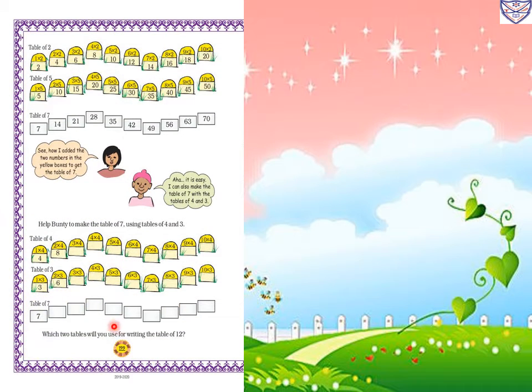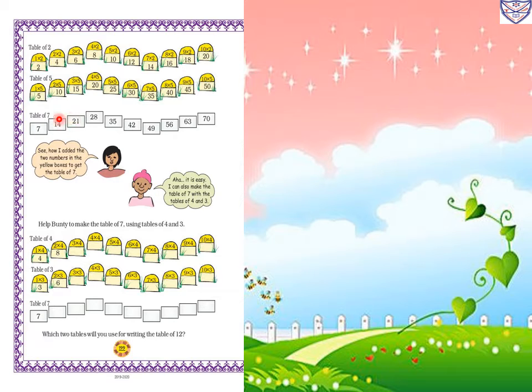Now page number 122. First she has written the table of 2. You all know well: 2 ones are 2, 2 twos are 4, 2 threes are 6, 2 fours are 8, 2 fives are 10, 2 sixes are 12, 2 sevens are 14, 2 eights are 16, 2 nines are 18, and 2 tens are 20. Now she has written the table of 5. So 5 ones are 5, 5 twos are 10, 5 threes are 15, 5 fours are 20, 5 fives are 25, 5 sixes are 30, 5 sevens are 35, 5 eights are 40, 5 nines are 45, 5 tens are 50.